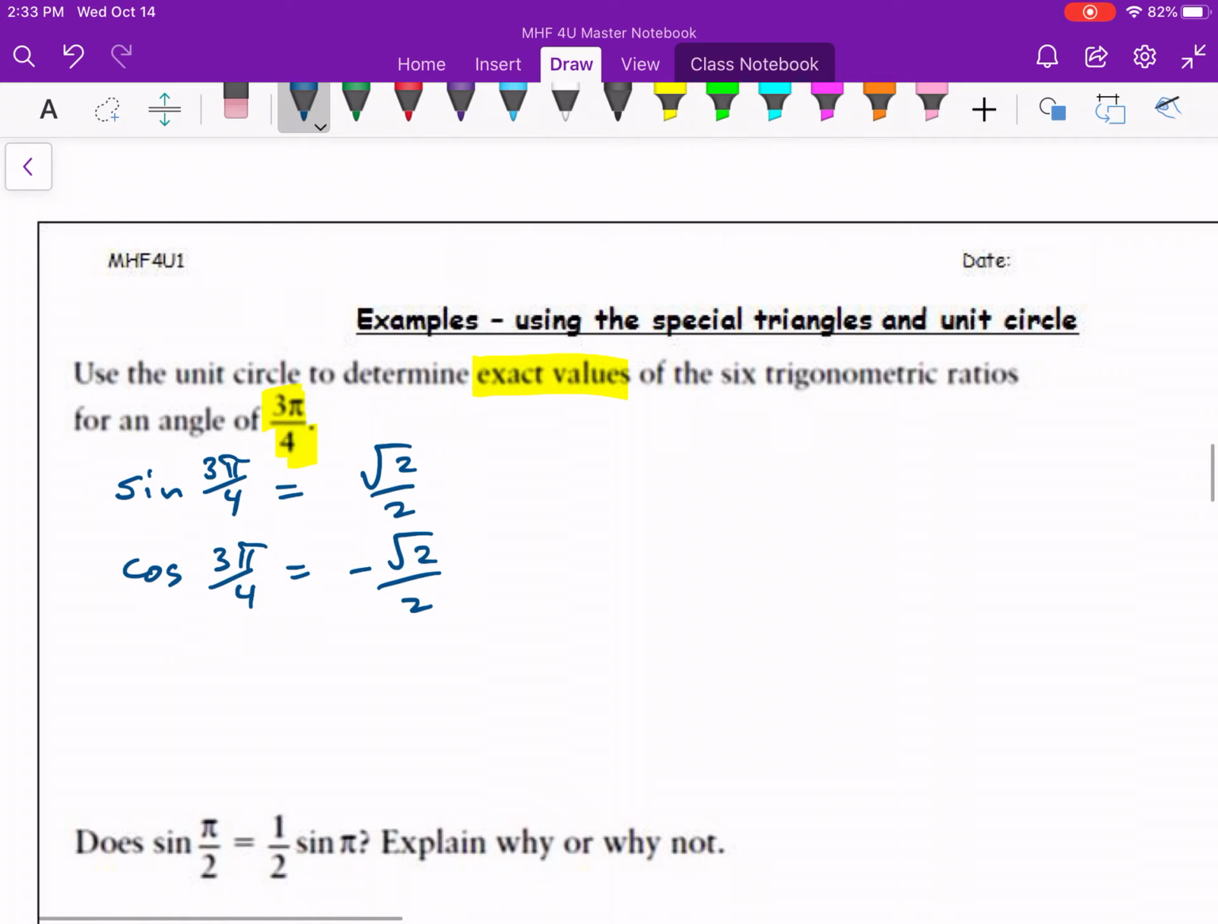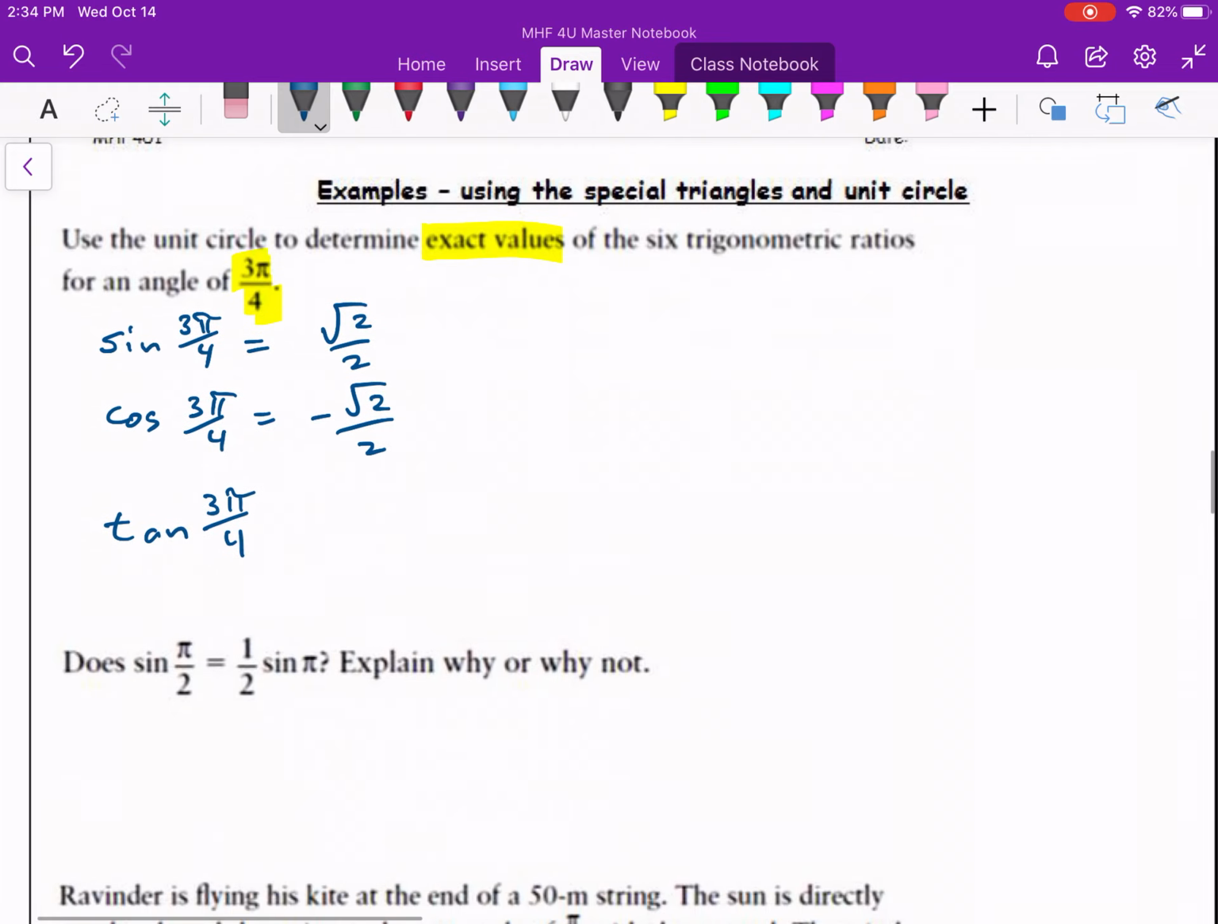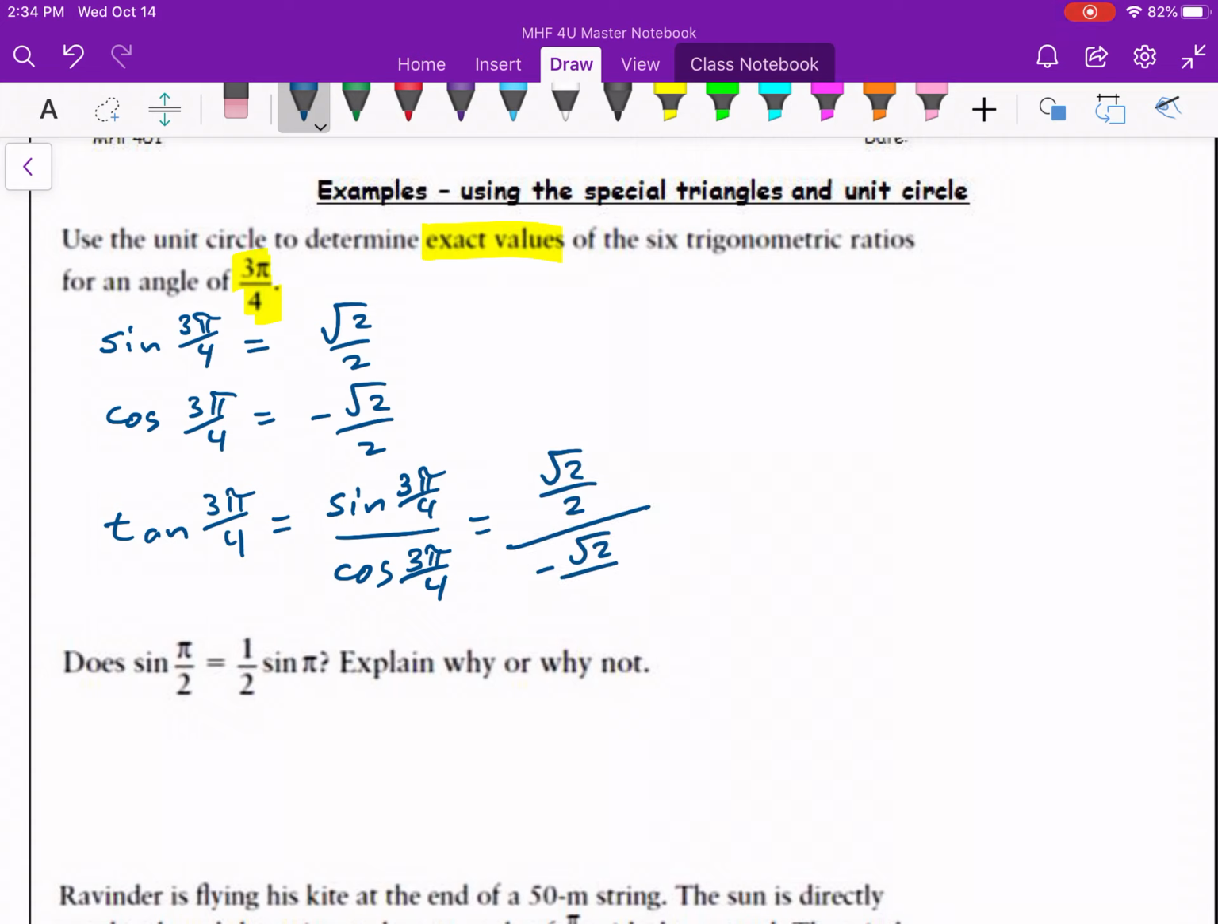Tan, you may remember the identity that says that tan theta equals sine theta over cos theta. So we could then figure out tan by doing sine 3 pi over 4 divided by cos 3 pi over 4, since 3 pi over 4 is theta. And then we know that that's equal to root 2 over 2 divided by negative root 2 over 2.